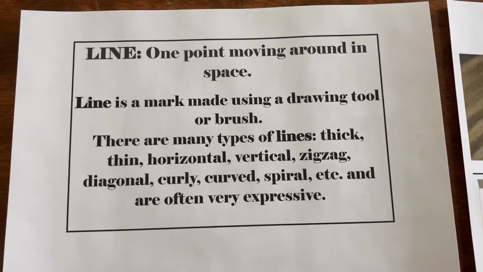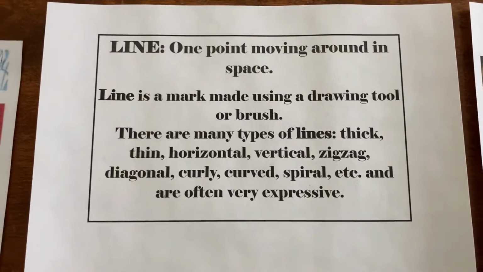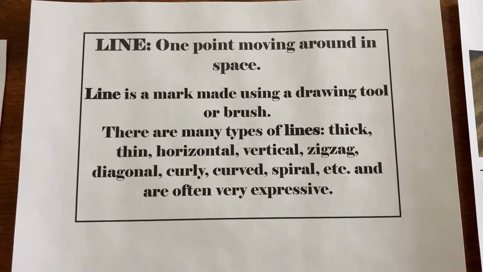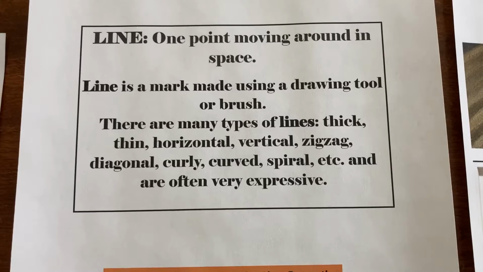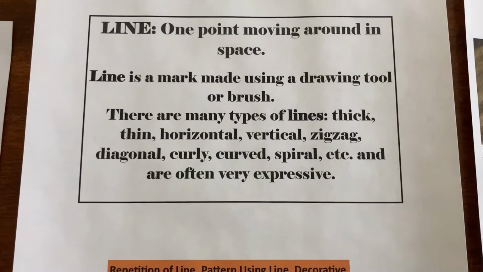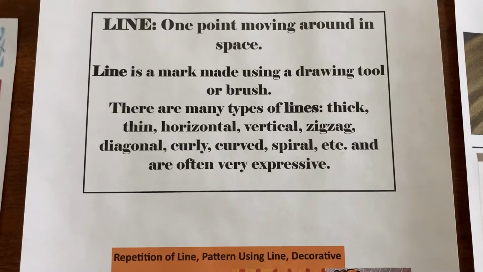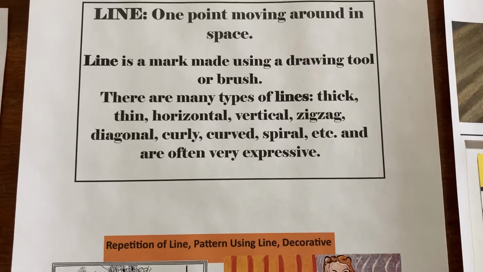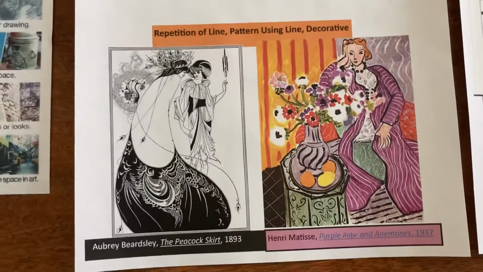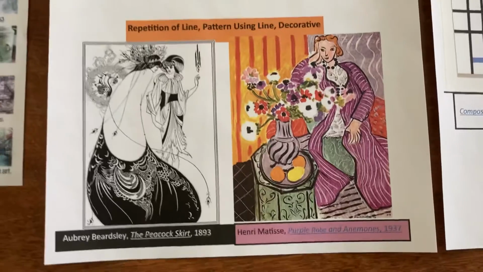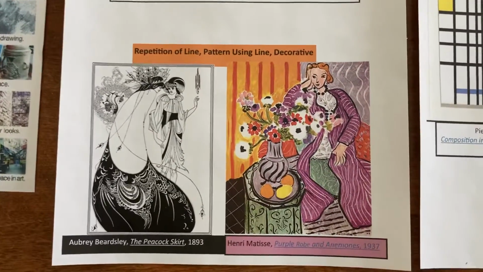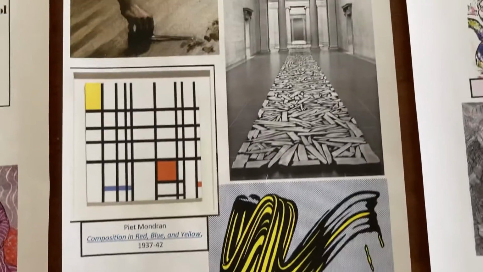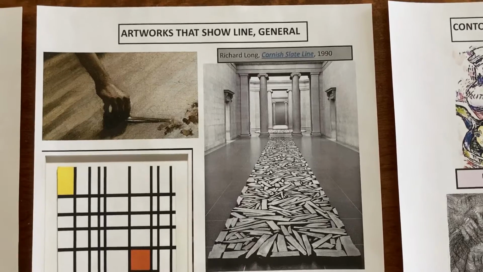So you have to kind of think about it after you read it, and it does make sense. Line is a mark made using a drawing tool or brush. There are many types of line: thick, thin, horizontal, vertical, zigzag, diagonal, curly, curved, spiral, etc., and are often very expressive. And so I have examples of different famous paintings and artwork, repetition of line. These are just a general show of line.